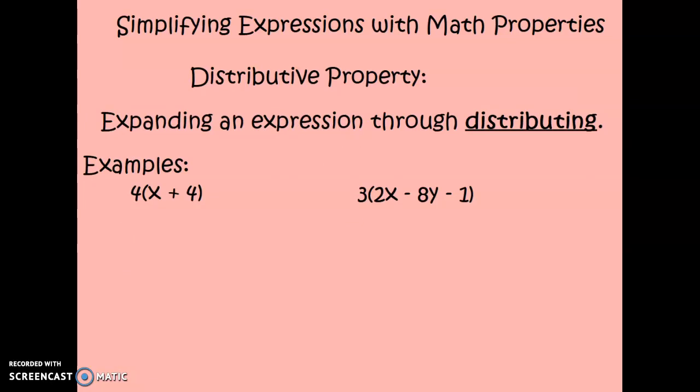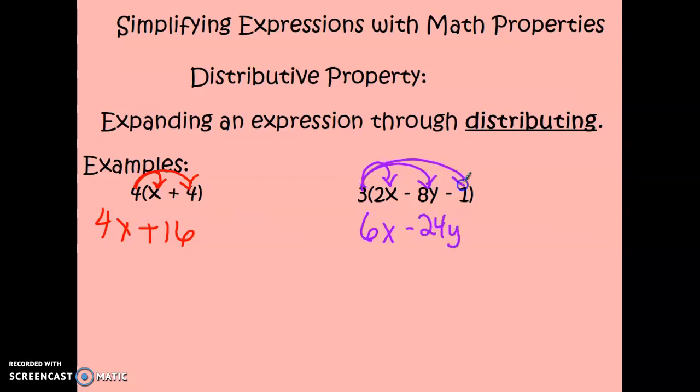Okay. Here's our next one, distributive property. We've worked on distributive property a lot, so I'm just going to go through these. We can write an equivalent expression by expanding through distributing the number. Okay, we distribute by multiplying. Okay, so 4 times x is 4x, and then 4 times 4 is 16. All right, 3 times 2x is 6x. 3 times 8 is 24y. 3 times 1 is 3.